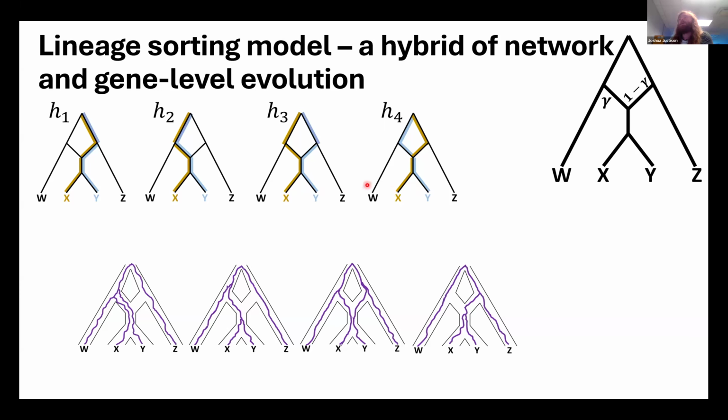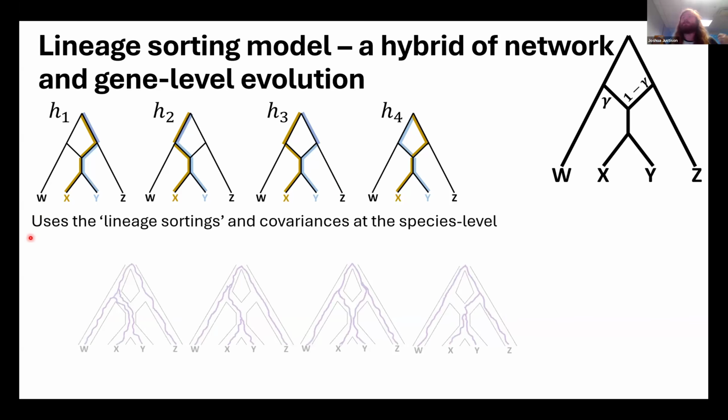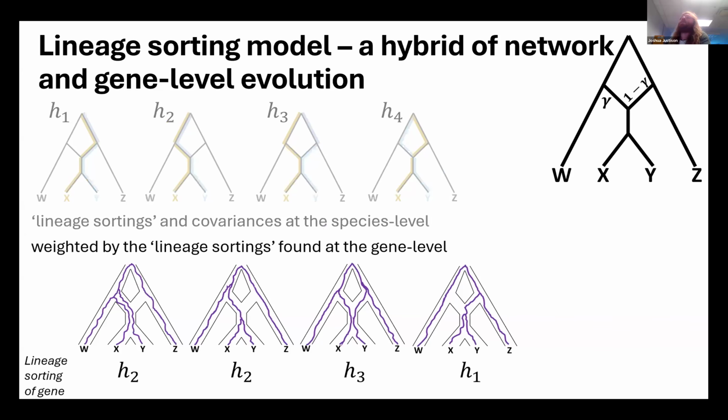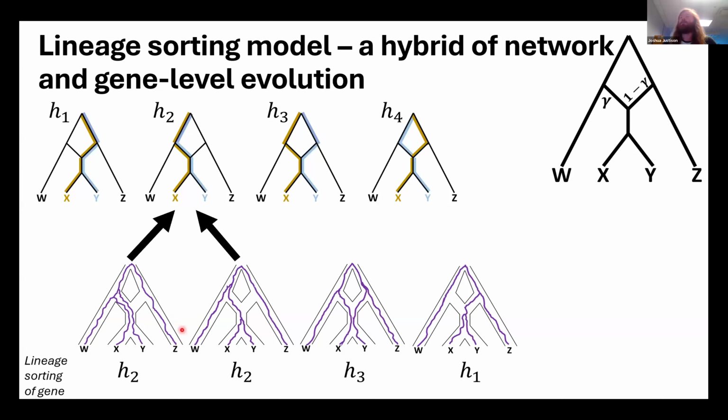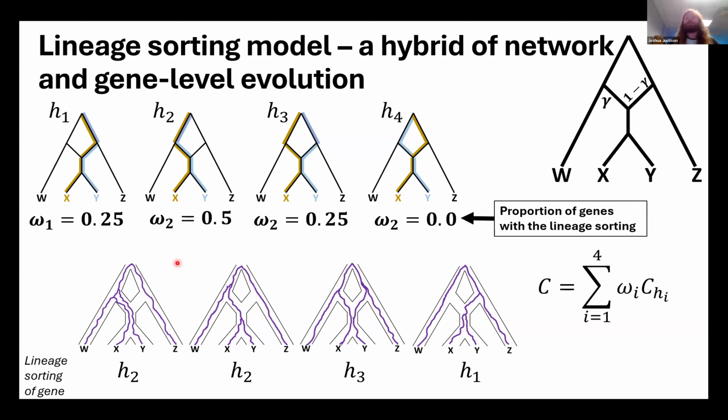So first, if we call these various paths lineage sortings, these are going to use the lineage sortings and covariances at the species level or at the network level. And then it's going to be weighted by the lineage sortings found at the gene level. And what I mean by this is each gene is going to be associated with a lineage sorting. So these first two genes right here, they're both going to have this same lineage sorting because they both go left at the hybridization. And so what we can do is we can count up the proportion of genes with a given lineage sorting, and we can effectively use these as our weights when we are computing the covariance.